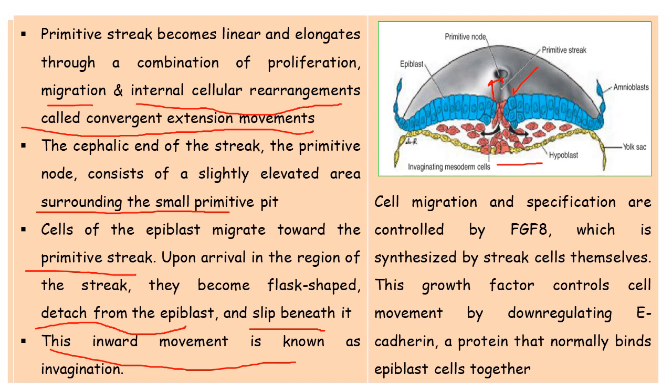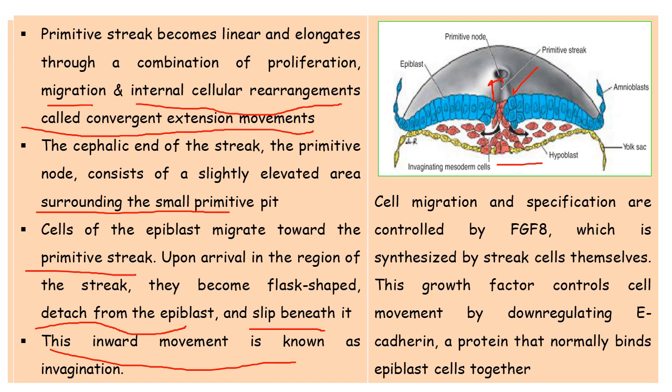And this movement of the cells, migration of the cells, their proliferation, and their internal rearrangements, all these events are called convergent extension movements, because cells are first converging themselves, forming the primitive streaks, later on they are dividing, detaching, and arranging themselves. So the cephalic end of the streak, the primitive node, consists of a highly elevated area we have talked about, surrounding the small pit. The elevated area is called a node, and the middle depressed area is called a pit.